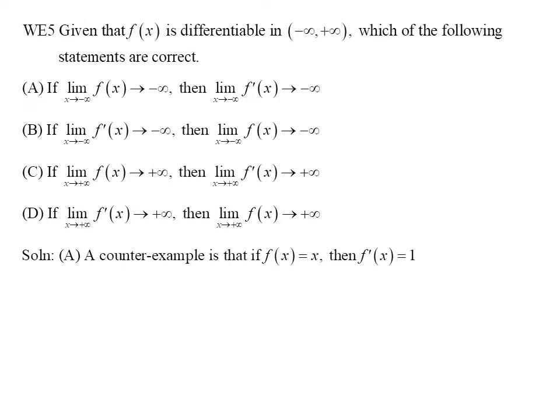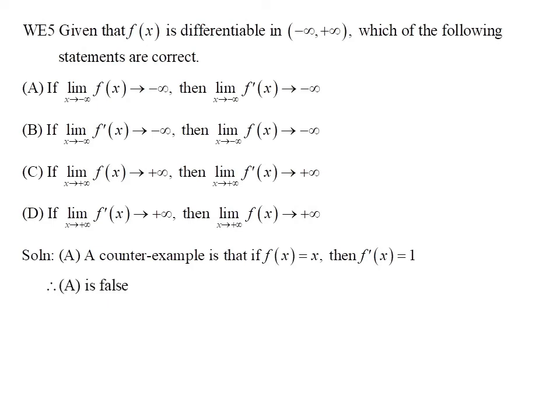To prove the statement is false, what we need to do is to find a counterexample. For instance, we assume f of x equals x. In this case, the derivative of f of x equals 1, while the limit of f of x approaches negative infinity as x approaches negative infinity. So statement A is false.